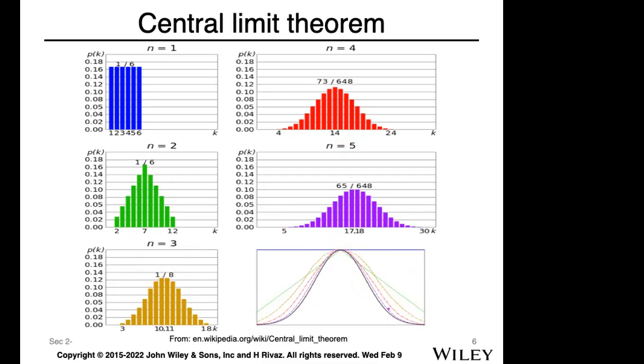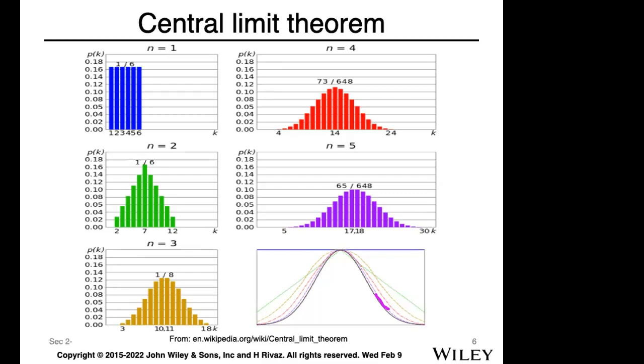So right here is the purple one, right? And in black is the actual Gaussian function. You see that the purple is very, very close to the Gaussian function. And so one of the chapters of the book is called Central Limit Theorem.